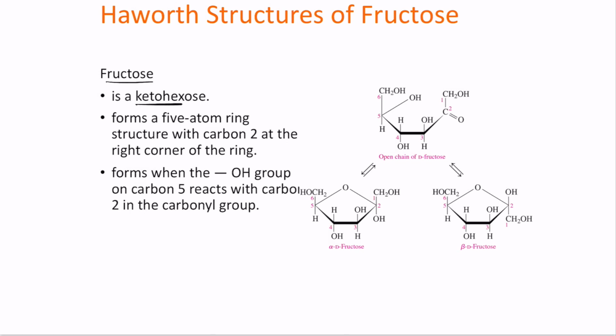Fructose here is a ketohexose. It generally forms a 5-atom ring, with carbon 2 at the right corner of the ring. Remember that carbon 2 is at the right corner and carbon 5 is at the left corner. This is how we can differentiate.